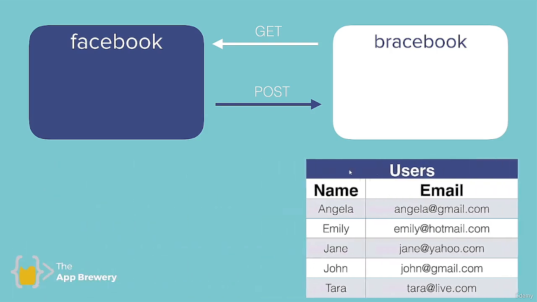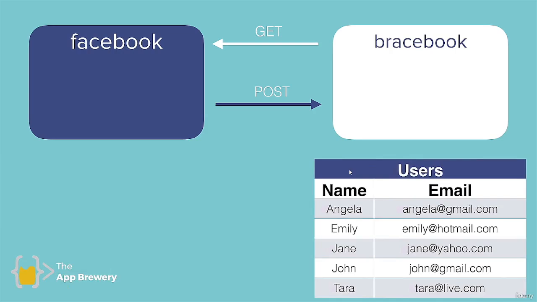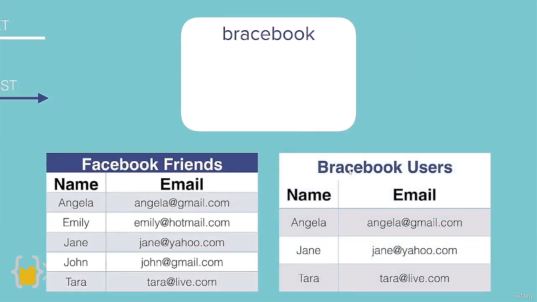So then this gets passed over to our server, where we can compare it against our database of users and see whether we have any matching users who have the same email addresses. So now we know that for this user, we have 3 friends of theirs who are already on Bracebook, and we'll be able to automatically add them as a friend onto Bracebook.